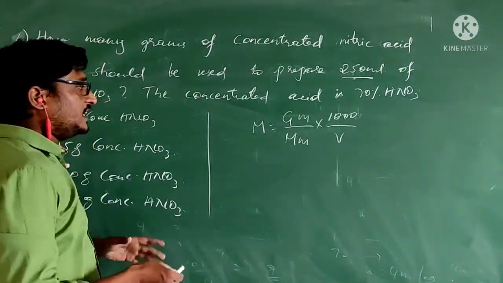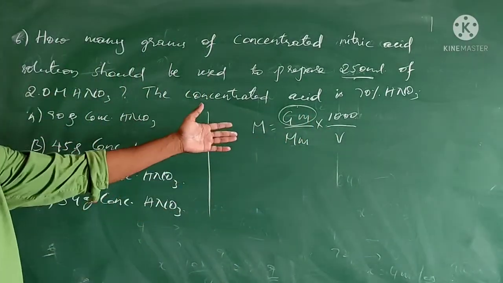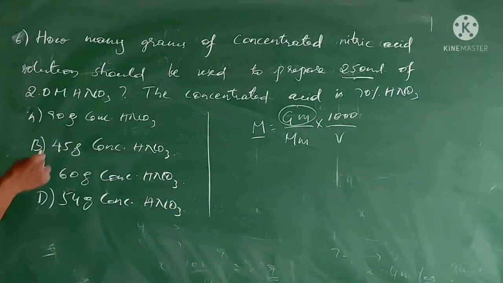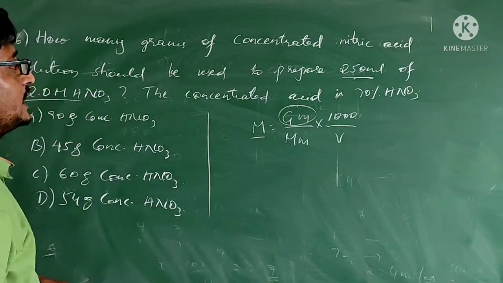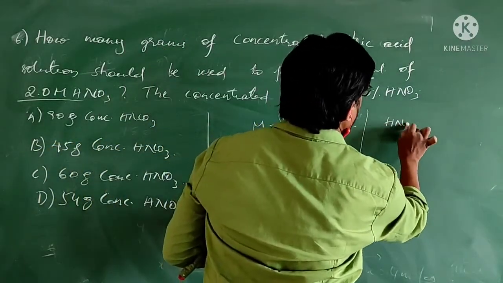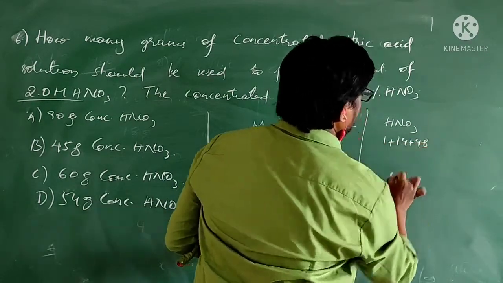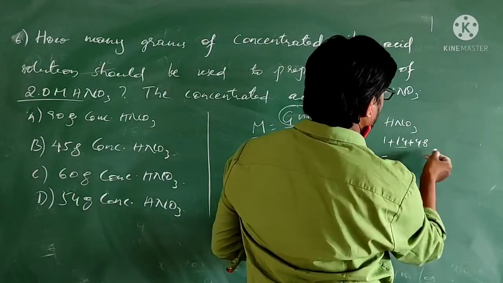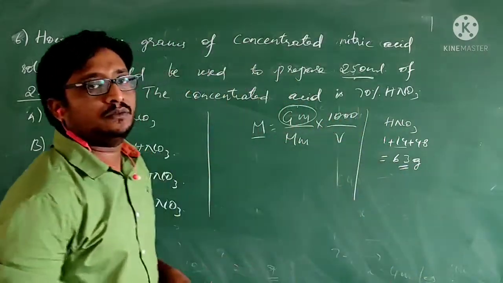So here we need to find the given mass, nothing but the mass of HNO3. Molarity he has given in the question, 2 molar. Molar mass of HNO3 we can calculate now. Hydrogen 1, nitrogen 14, oxygen 16 each, 3 oxygens. So total it will be 15 plus 48, 63 grams. This is the molar mass of HNO3.